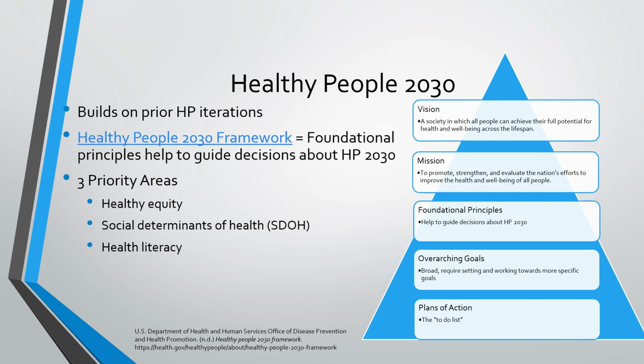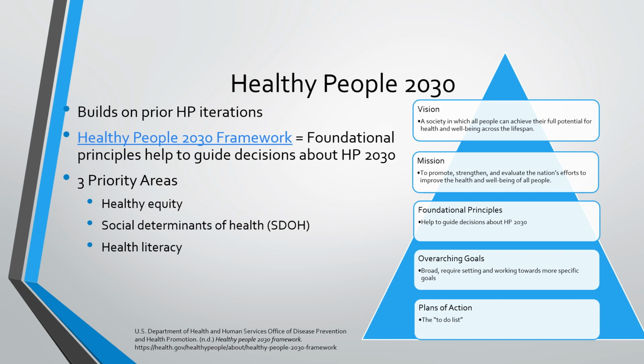We want to, again, have that top-down approach. So that vision for what a healthy society looks like. And so they provide that definition, which is a society in which all people can achieve their full potential for health and well-being across the lifespan. So that is a very lofty, amazing goal, vision. And obviously, we would like and hope for all to achieve that. And then as we move down, what is the mission of this initiative? And that is really to promote, strengthen, and evaluate the nation's effort to improve health and well-being of all people. So that is the mission of Healthy People 2030.